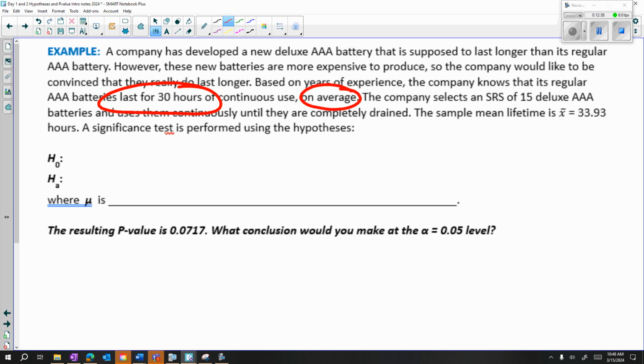The company selects a simple random sample of 15 AAA batteries. So that's their sample. They do a test. They get a sample mean of X bar equals 33.93 from that sample. We're going to do a hypothesis test. Okay, so first thing I want you to do is stop the video right here and craft your hypotheses in symbols and in words. Go. And then also define your parameter of interest. Go.